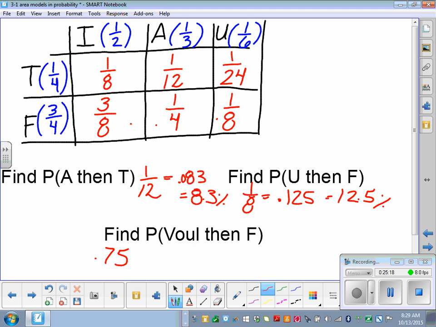0.75. So what's the percent? So there's a 75% chance. That's a huge chance that you're going to land on a vowel and then an S. Okay, questions on that? All right, no questions.